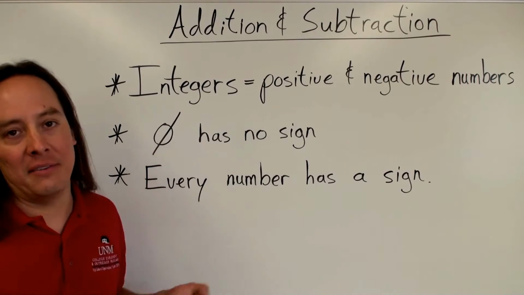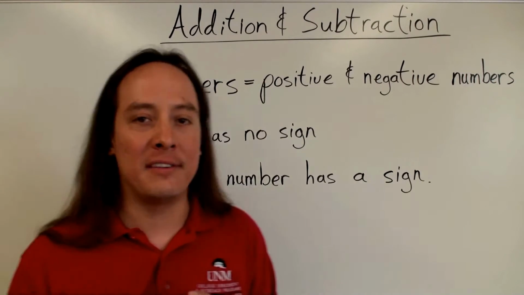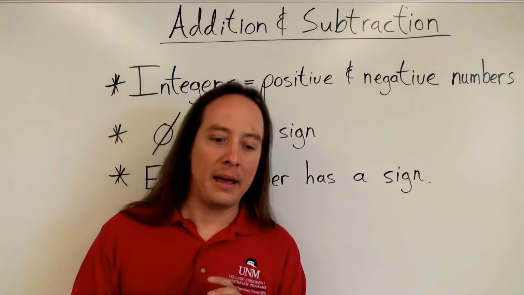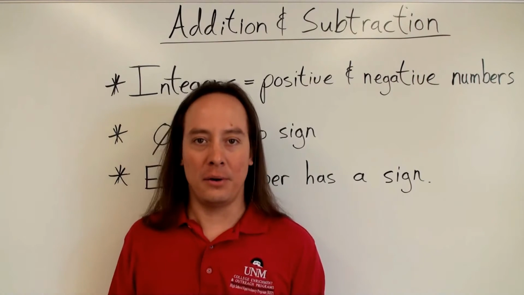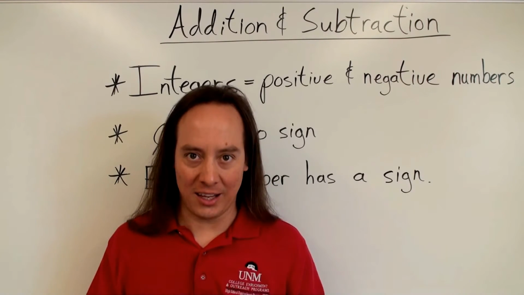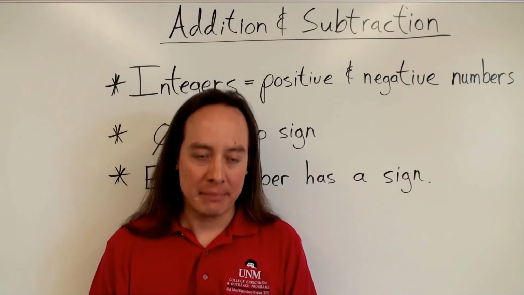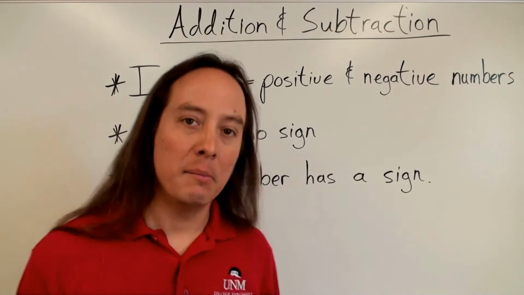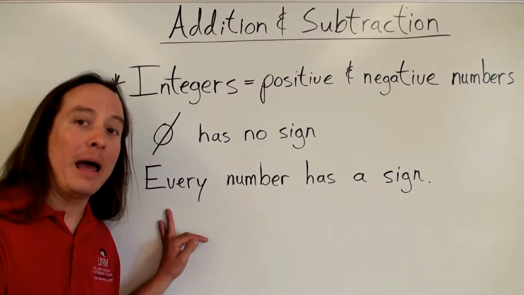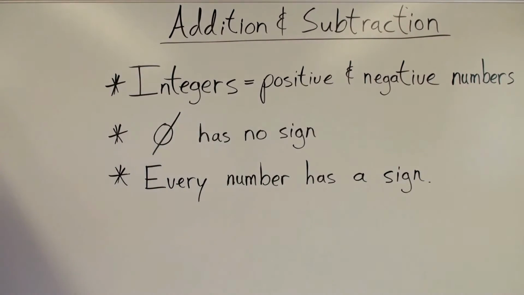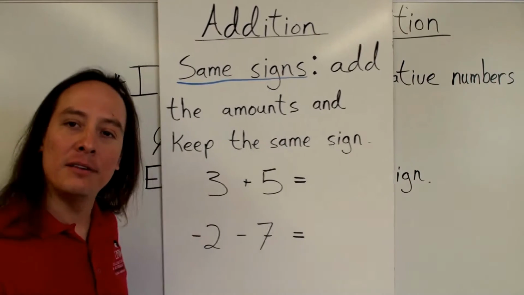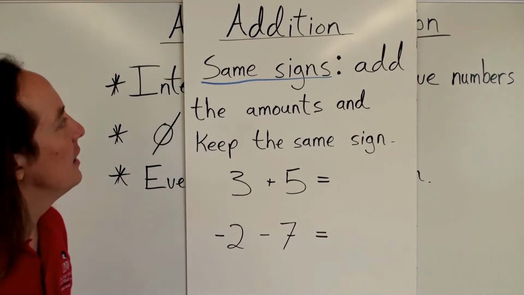And well, 0 doesn't have a sign. So 0 is the only one that won't have a sign. 0 is neutral. So you can't have a positive 0 or a negative 0. 0 means nothing. So if there's nothing, you can't put a sign on nothing. Okay? 0 has no sign. But all the other ones, every number except for 0, has a sign. Okay? All right.